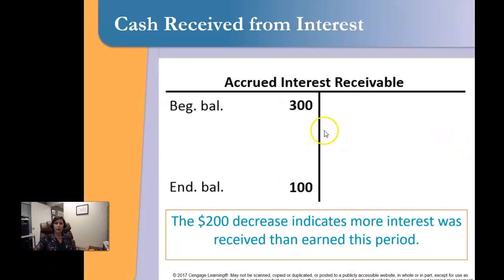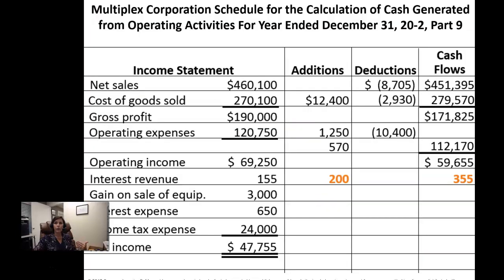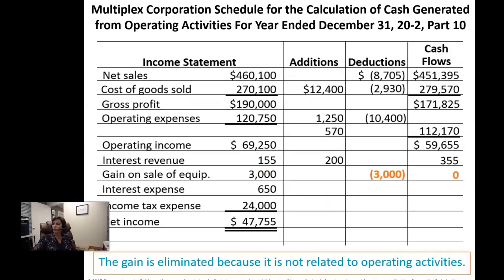Now we continue on, and now we look at accrued interest receivable. We see that that has gone down, and as your slide says, the decrease indicates that we received more interest during that month. And so if we received more interest, our cash position must have improved. So we're going to add that $200 back in.